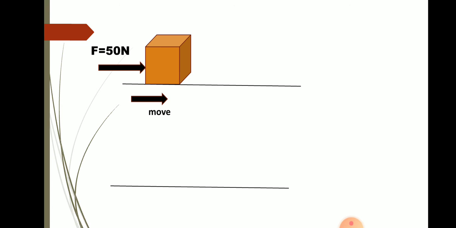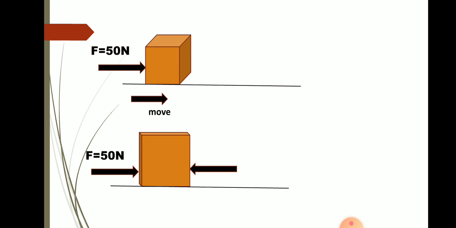In the same way, if we consider a surface and a box, and let us apply a force of 50 Newton in this direction. Consider the opposite force in the opposite direction. The force of 50 Newton is applied. In the opposite direction also, the same magnitude of force is applied. In both cases the magnitude of force is the same, applied in opposite directions.